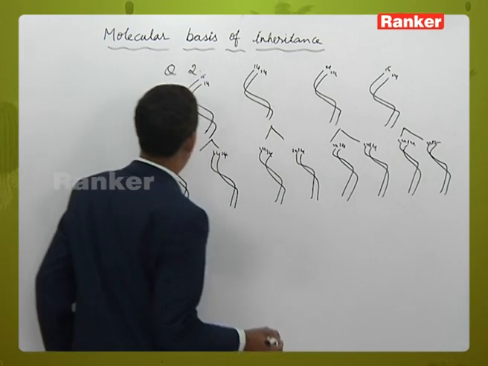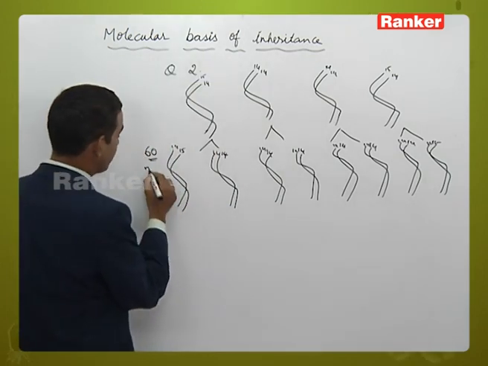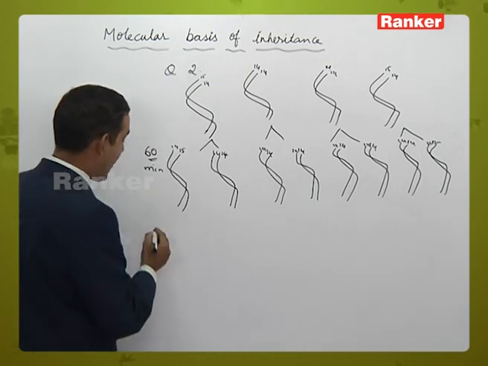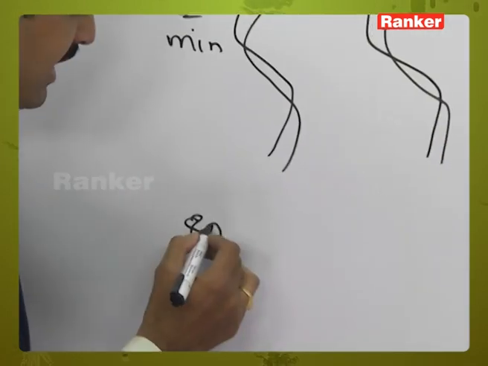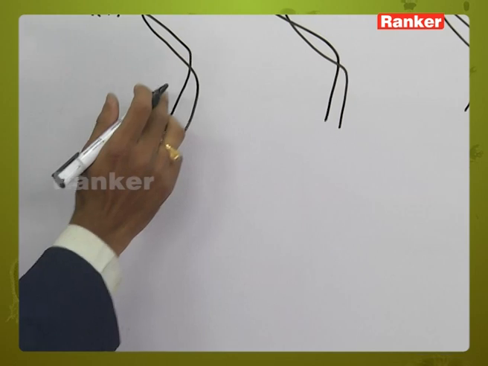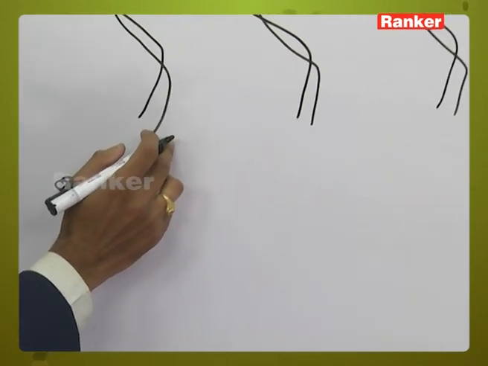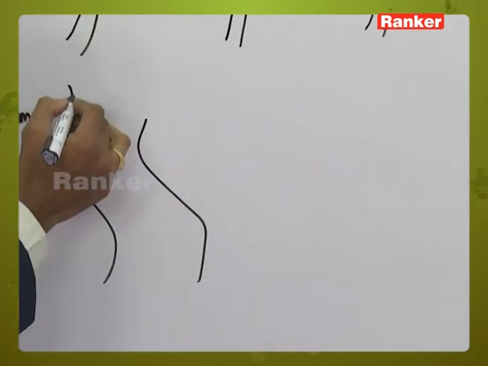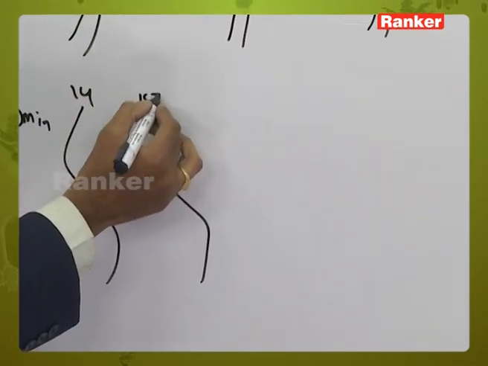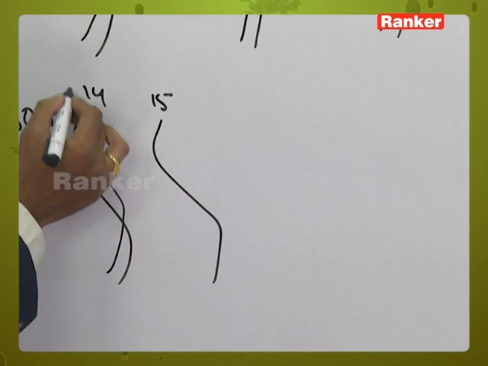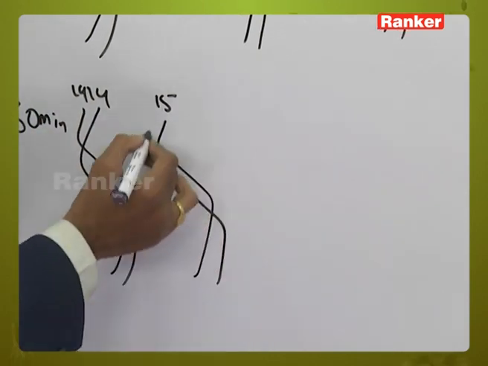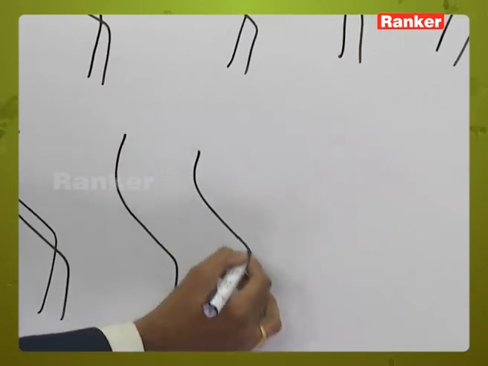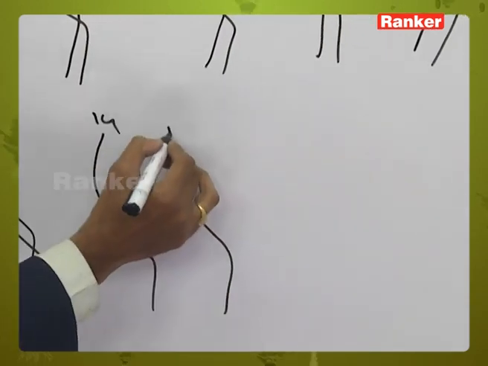Like this. Now after 60 minutes we got a total of 8 DNA molecules, and now in 80 minutes what happened: the two strands will separate out, and already one is 14 and one is a 15 one. This will synthesize a new strand which is 14. This also synthesizes a new strand which is 14. From this, two strands are separated out, and already they are 14 and 14.